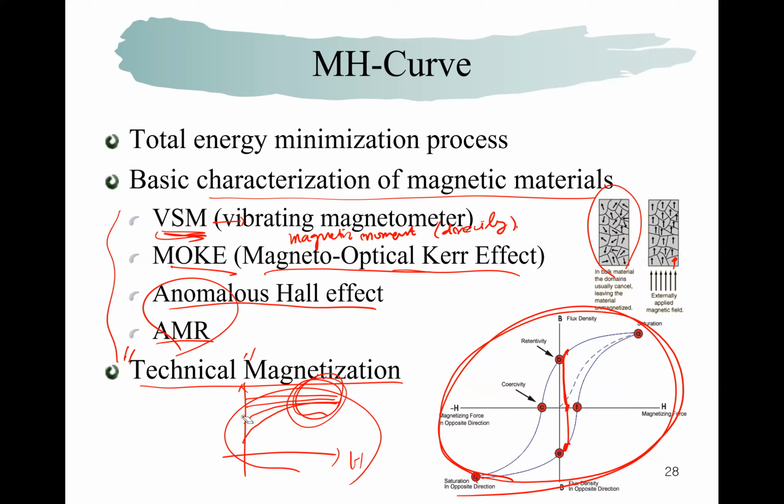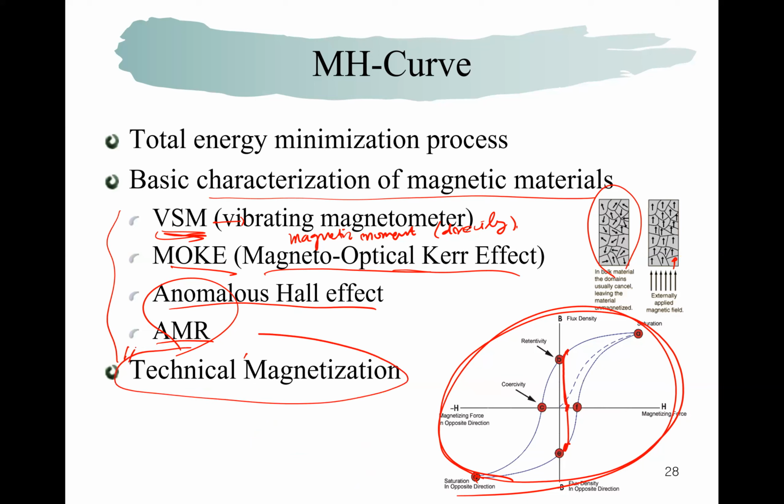But from the engineering point of view, we always need the technical magnetization. So we assume the saturation magnetization of your given sample is constant. And by applying the magnetic field, we change only the direction of the magnetization or change the size of the grain. Okay.